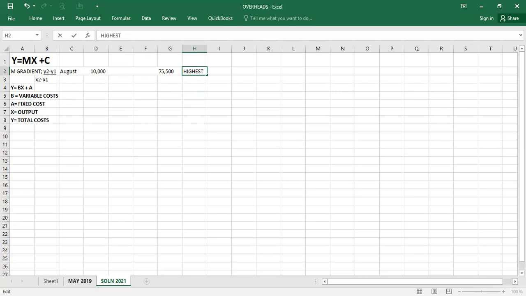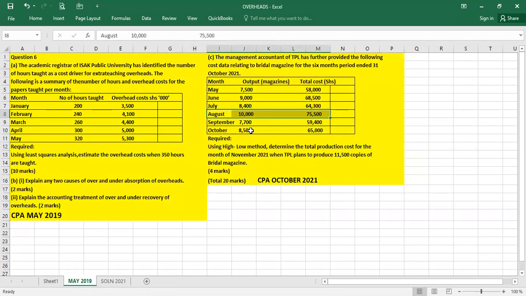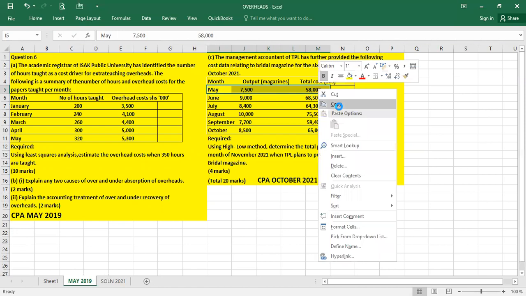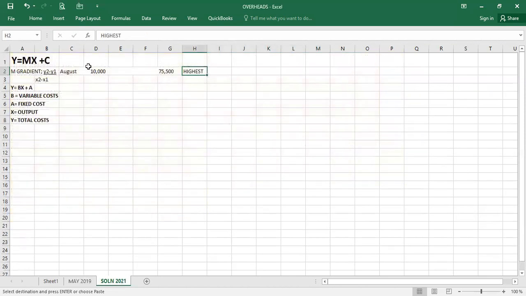Then we check our lowest activity. Our lowest activity level is this, which happened in May, which has 7,500 units of output. Then this one is going to be our lowest. This is our lowest. So we know from this equation, this gradient, when you're finding the gradient, it will be now our highest. This is the highest.